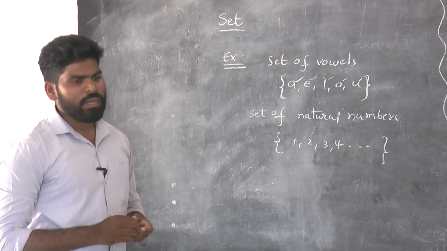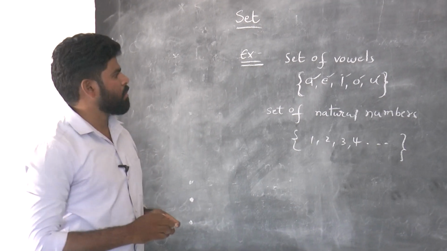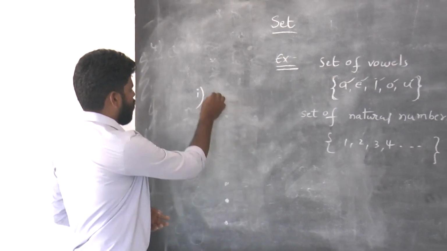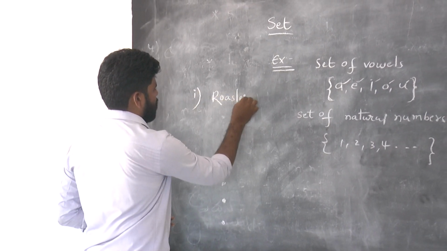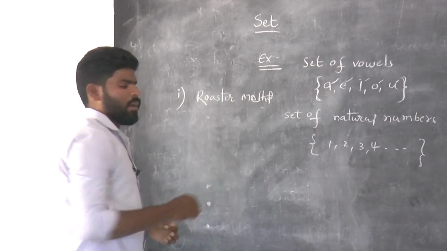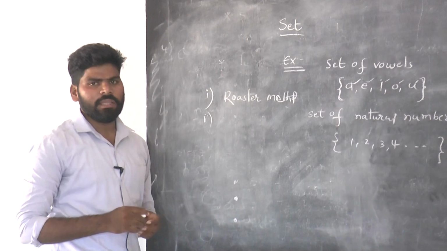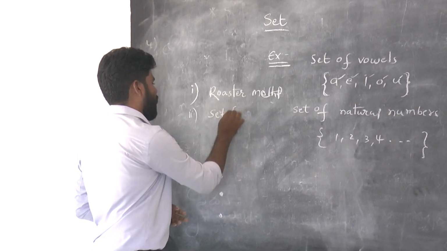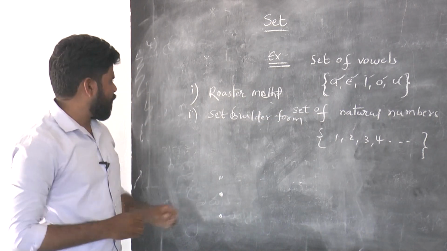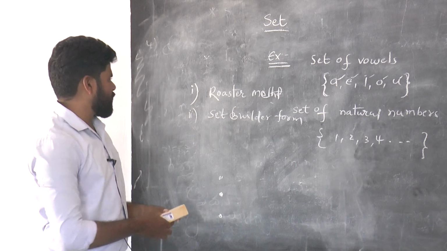Next, generally sets are represented by two methods. One is the roster method or listed method, and another one is the set builder form. What is meant by the roster method? Roster method means a list of elements.